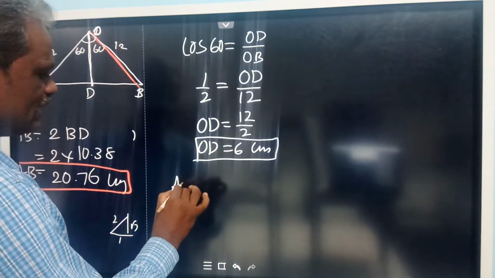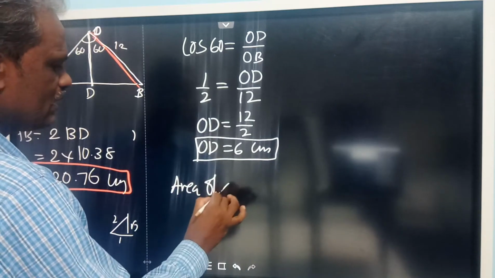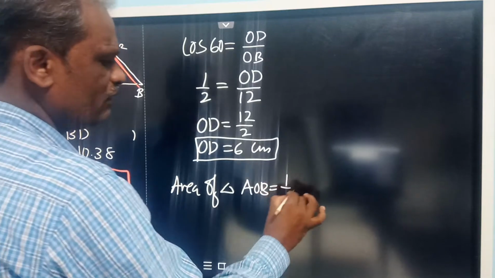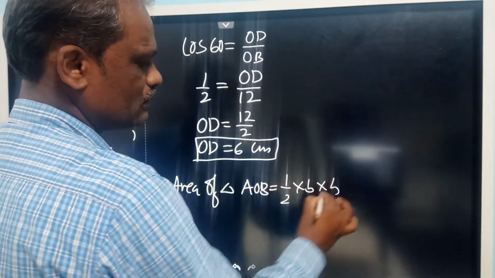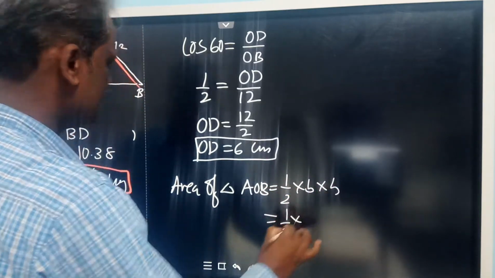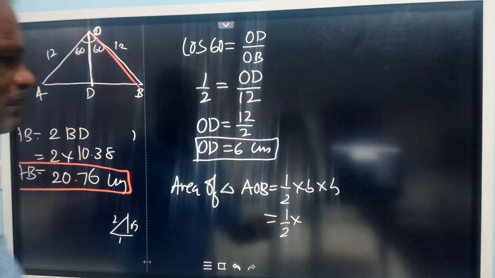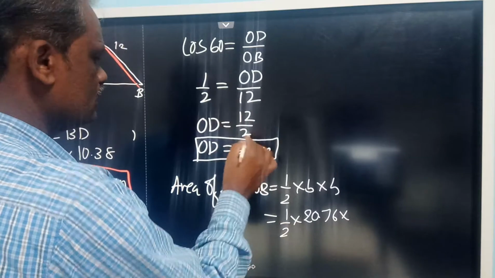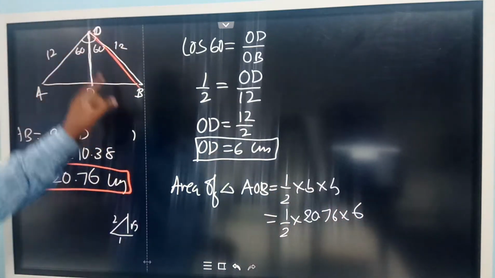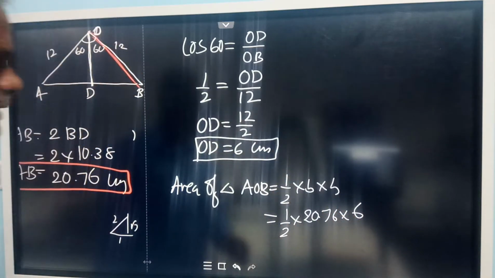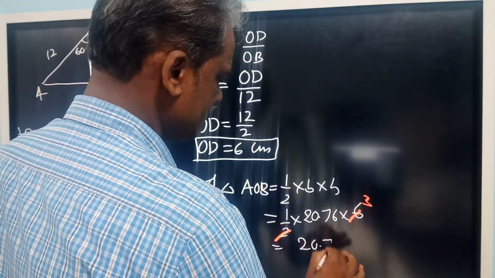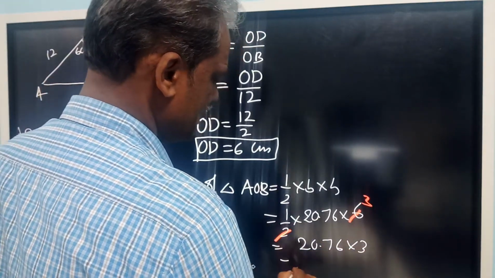So the area of triangle AOB is equal to half into base into height. So now half into, what is the base? We calculated 20.76. Height here is 6 centimeters, which is height OD. Now you can cancel, 2 ones are 2, 3 twos are 6. So you will get 20.76 into 3. Multiply this one.